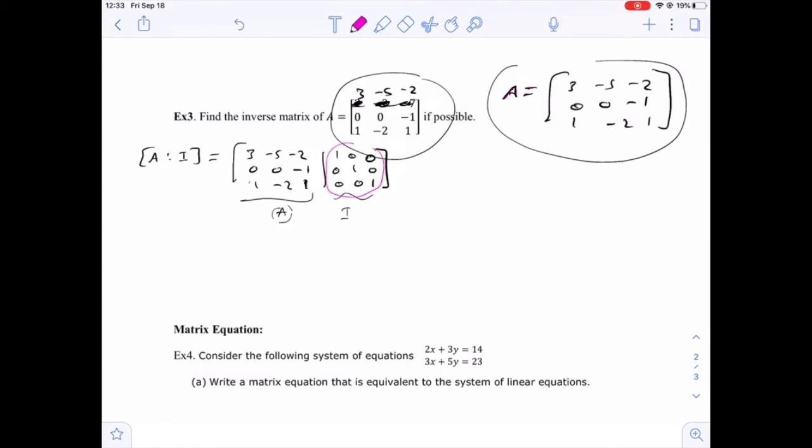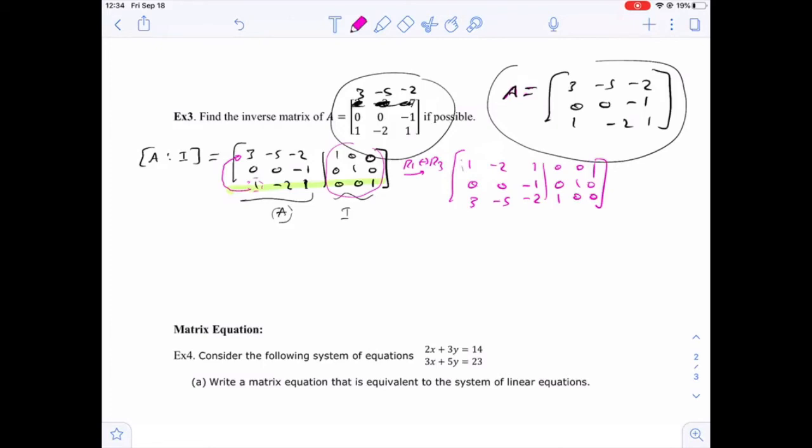But how can we do this? In order to do this, we already have 1 here in the third row, third column. So we can interchange those two. So let's interchange row 1 with row 3. So we get the matrix 1, -2, 1, 0, 0, 1. So we take the whole row. And then we have 0, 0, -1, 0, 1, 0, and then the first row becomes the third row.